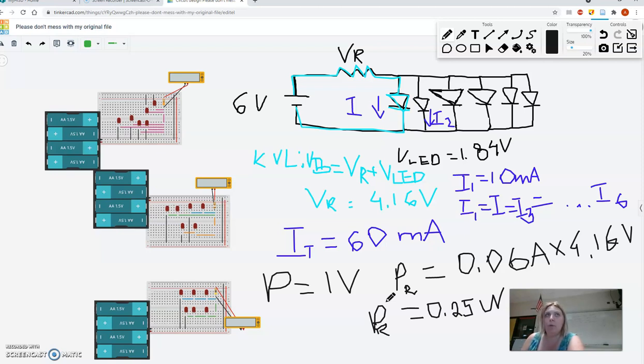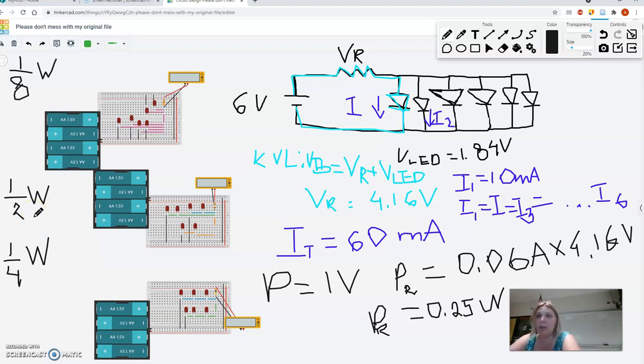So now is the key point, right? Now we have to review and figure out which power rating our resistor should have. Power ratings of resistors come in fractions. We can have 1/8 of a watt, we can have 1/2 of a watt, we can have 1/4 of a watt. And if you choose the wrong power rating, your resistor is going to overheat and melt.